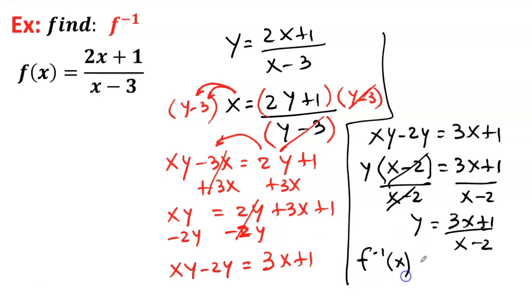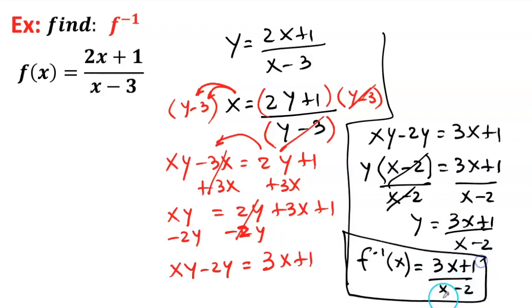Inverse function notation. Rewrite everything the same. And this is my final answer. Don't forget the restriction. In this case, x cannot be equal to 2.